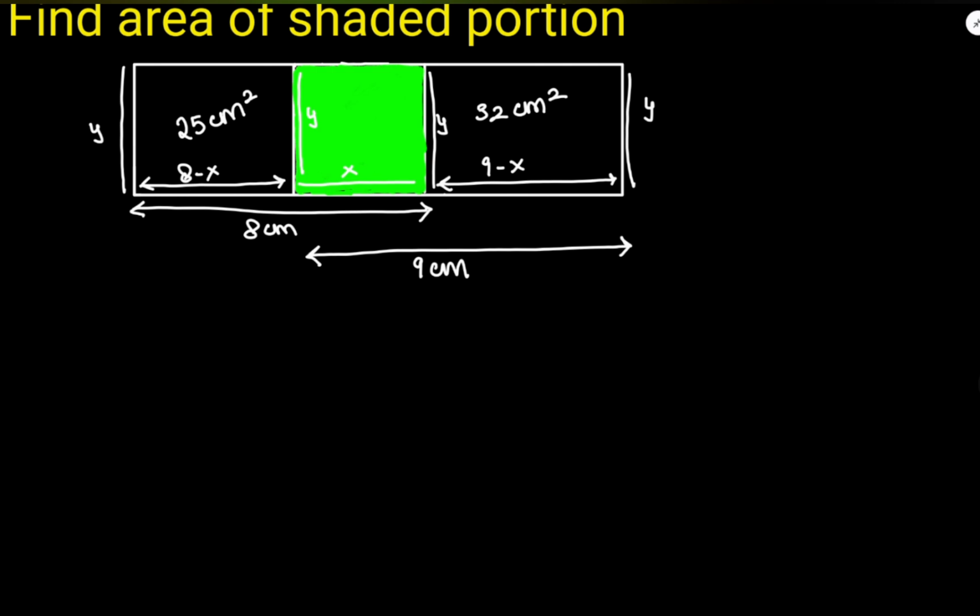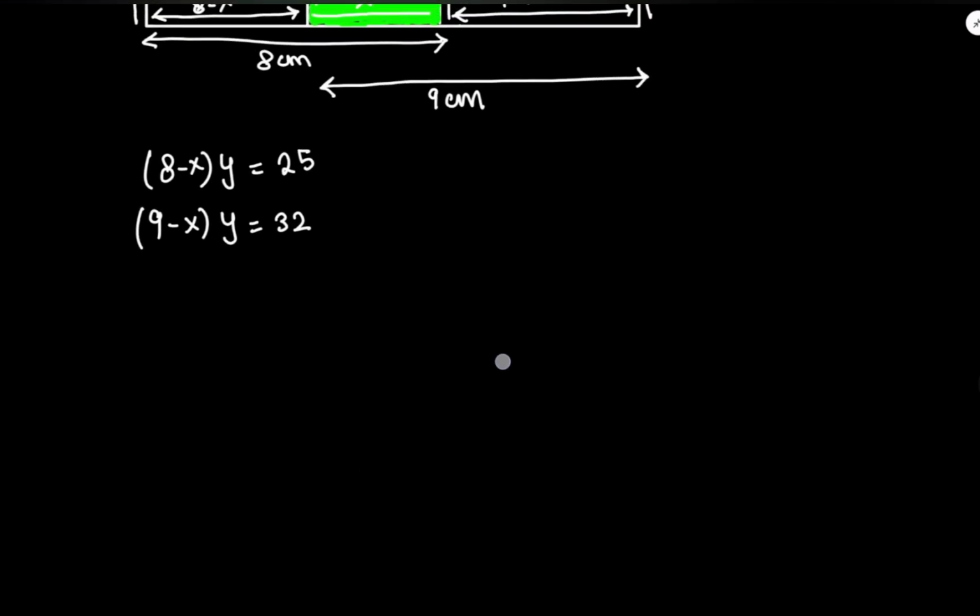Okay, so what are we given? We are given that the area of this rectangle is 25. What is the area of a rectangle? Length times breadth is equal to 25. This is the first equation. And then the second equation is another rectangle, (9 minus x) times y is equal to 32. What do we need to find? We need to find the area of this rectangle, that is xy.